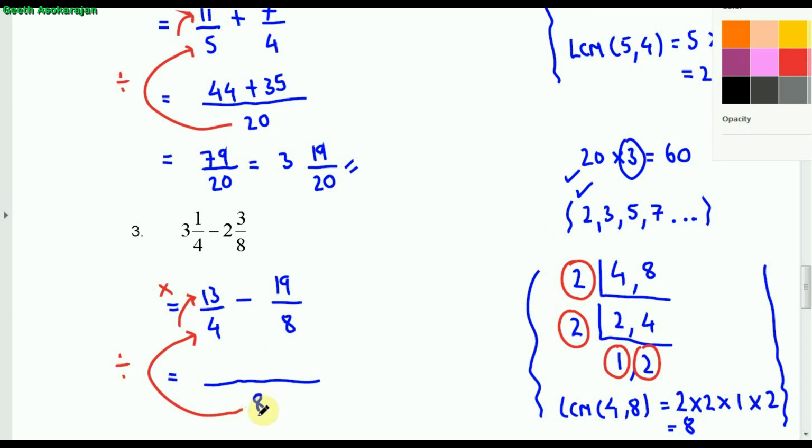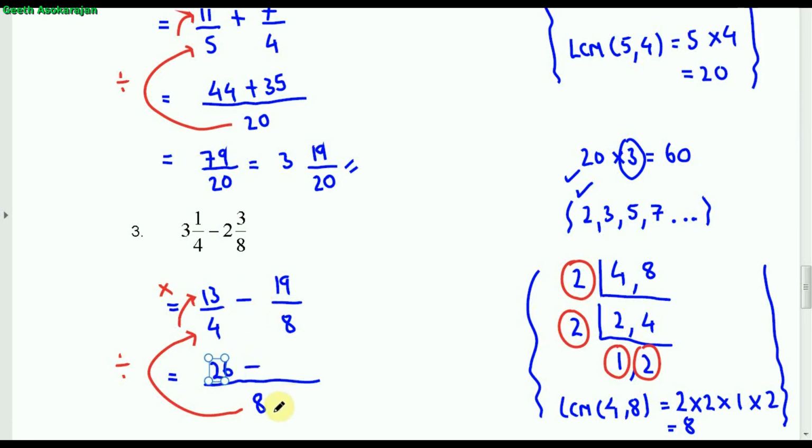So let's do this. 8 divided by 4 is 2. 2 times 13, 26. Minus in the middle. Let's do the same for the second fraction. 8 divided by 8 is 1. 1 times 19 is 19.